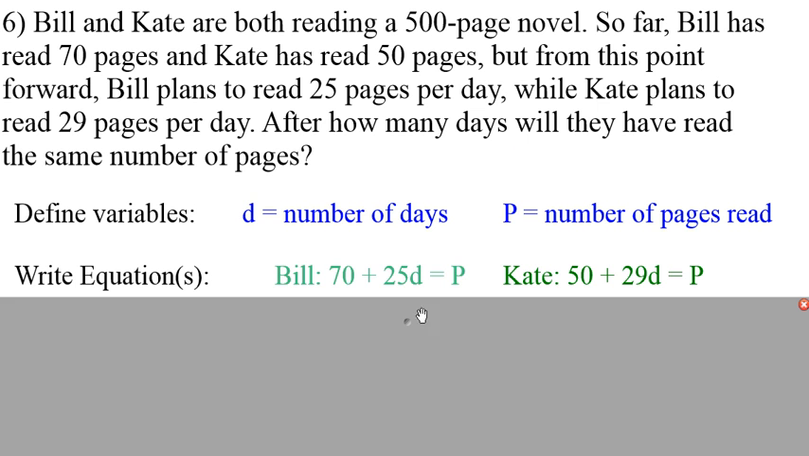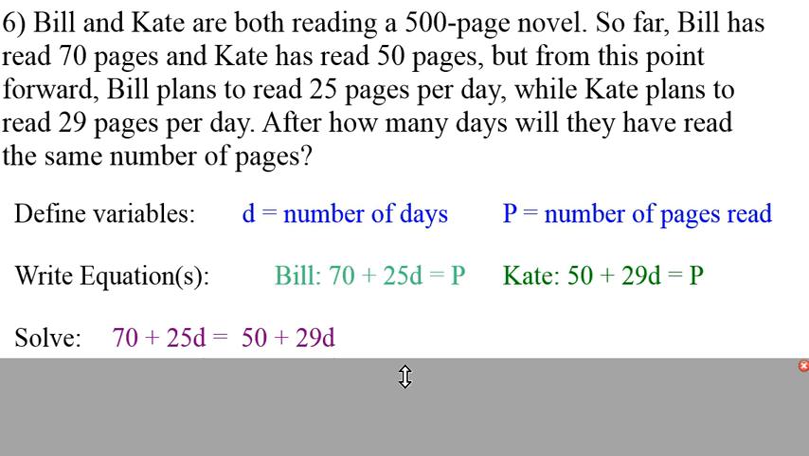So the question is, after how many days will they have read the same number of pages, right? The number of pages should be the same, so the P's would be equivalent to each other. Well, if P equals this and P equals that, I could take what P is equal to here and substitute in for what P is equal to there, right? So here we have an equation. 70 plus 25D equals 50 plus 29D.